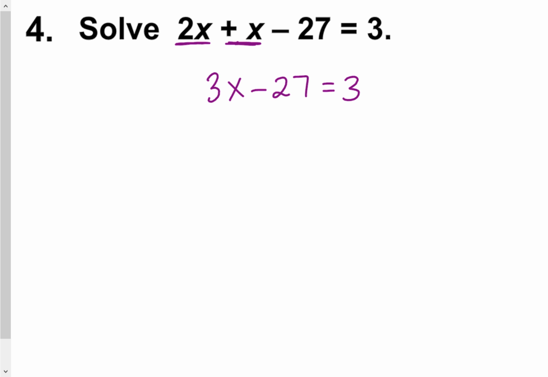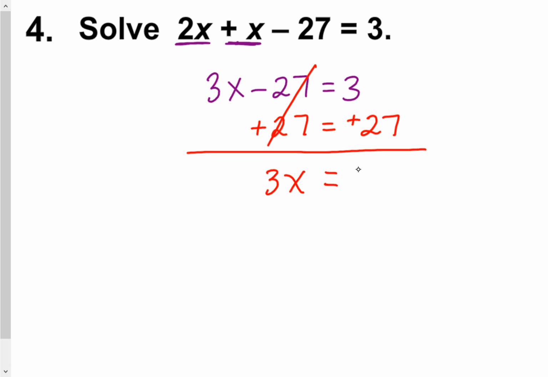Okay, so let's undo my addition or subtraction of my constant first. So to undo minus 27, I'm going to add 27 to both sides of the equation. Again, keep your equal signs in line. So this cancels out to 0, so we have 3x, and that's going to equal 30. So let's undo our multiplication of 3 by dividing by 3 on both sides of the equation. And so 3 divided by 3 equals 1, so x is going to equal 10.